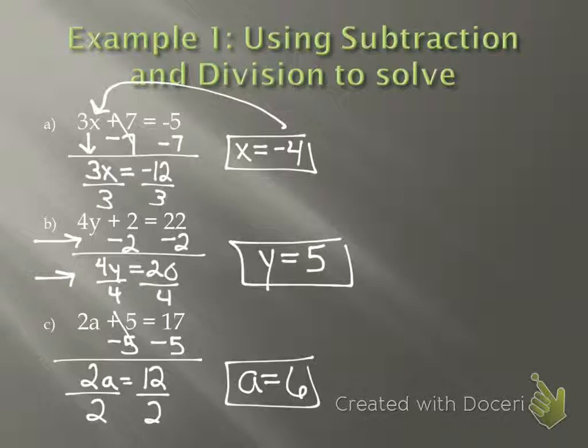What's 2 times 6? 12. What's 12 plus 5? 17. So it checks out. All right, now I want you to do the checkpoint on page 120, numbers 1 through 4.